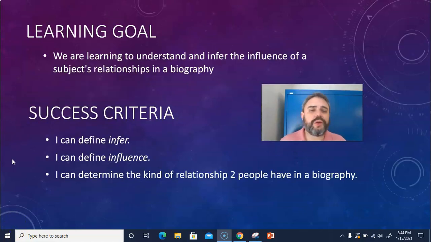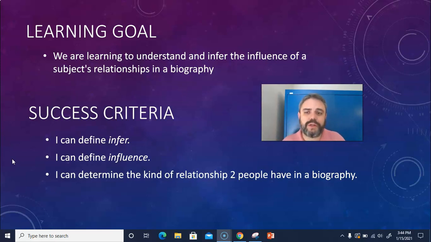Today we are learning to understand and infer the influence of a subject's relationships in a biography, and that sounds like a very complicated sentence, but I know that that's where we're headed. I know that you guys are capable of achieving that goal, and there are some ways that you can check yourself along the way to see you're on the right track. They're called success criteria. You know that, I know that, we love that. So they are as follows.